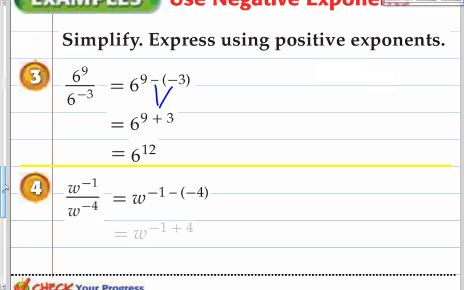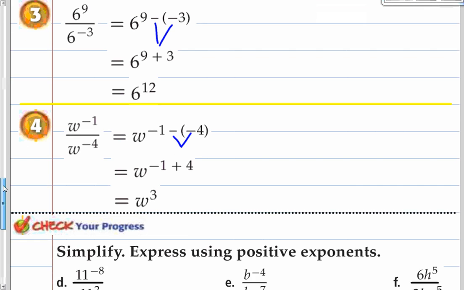When we do that, you might recall, again, two negatives right next to each other like this will make an addition problem. So we have w to the negative 1 plus 4, which of course is 3. I know some of you still struggle with those negatives and positives. Keep practicing, you'll get better at it.